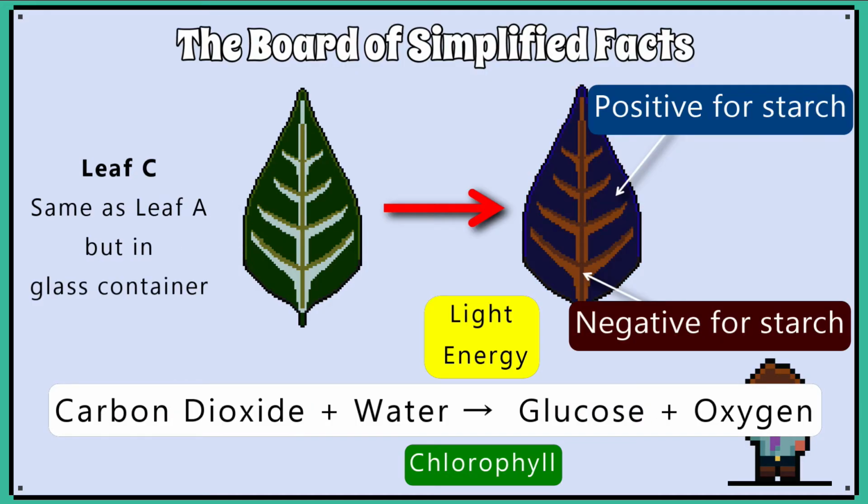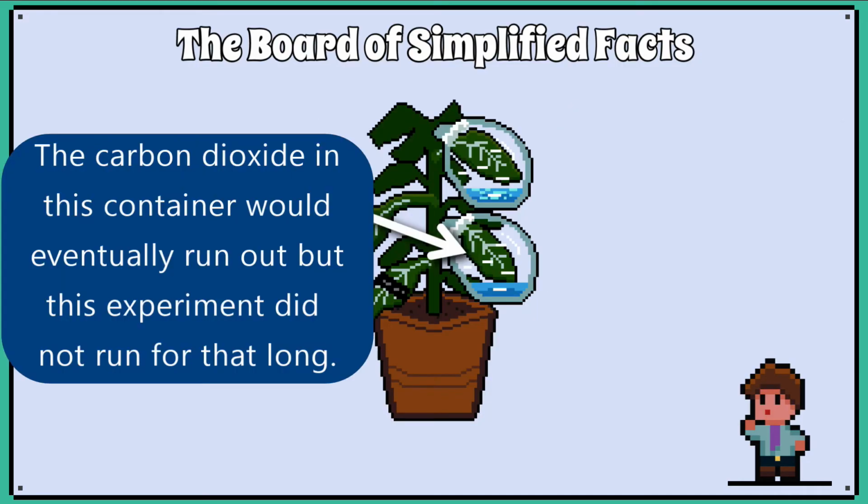Leaf C is the same as leaf A, as this just again showed that the volume of atmosphere exposed to plant B was not affecting photosynthesis. So photosynthesis happened as normal. Eventually the leaf would be affected, of course, as the carbon dioxide would run out in the sealed container. But in this experiment, not enough time had passed.